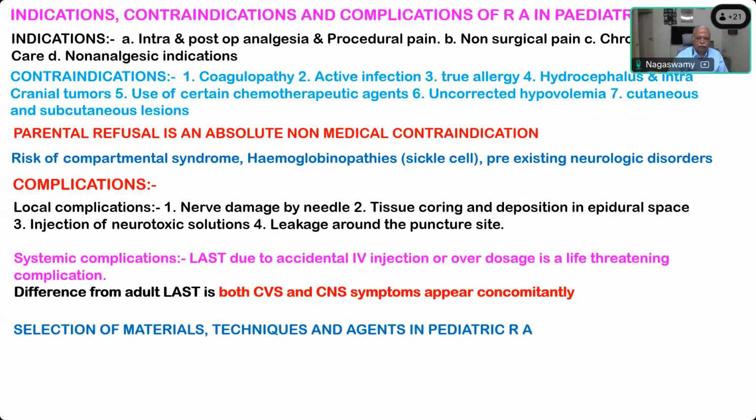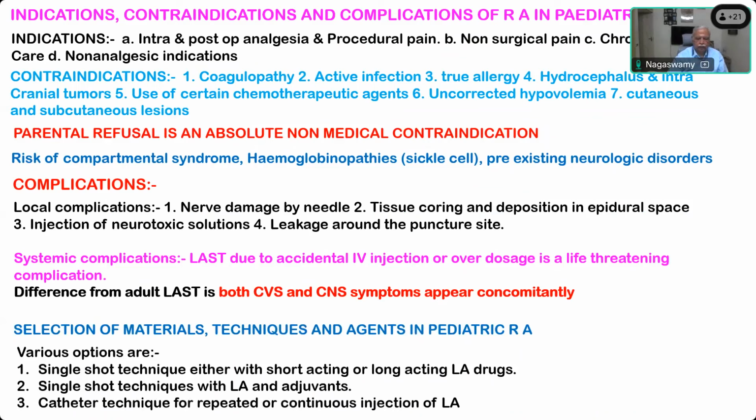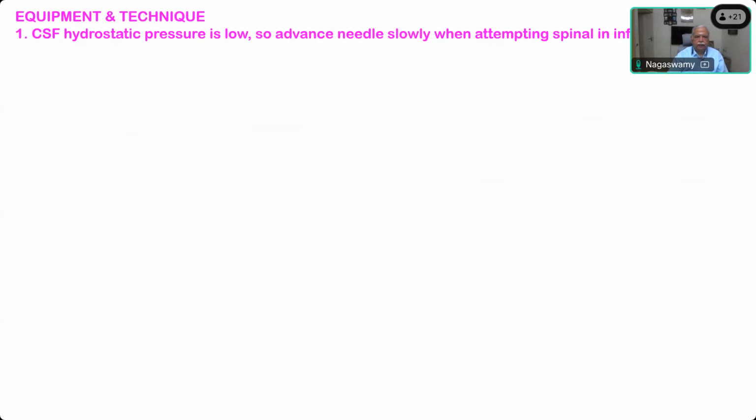Now, selection of materials, technique, and agents. You have various options. You can use a single shot technique either with a short acting or a long acting drug. You can use a single shot technique with local anesthetic and adjuvants to prolong the block. You can use catheter techniques for repeated or continuous analgesia for longer procedures. What is the equipment and technique needed?